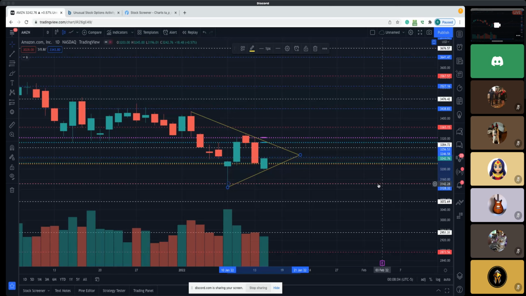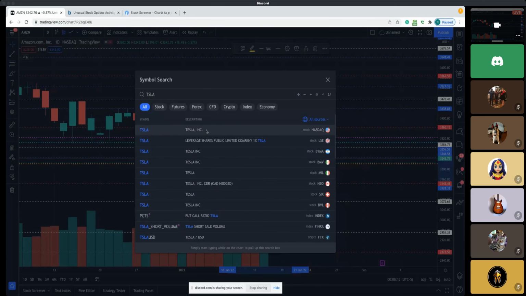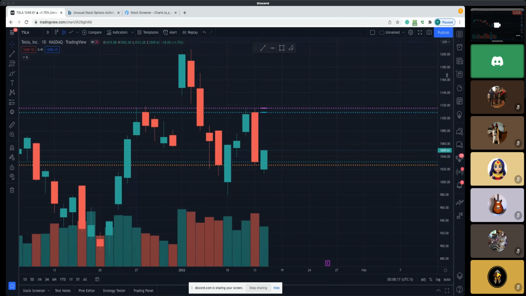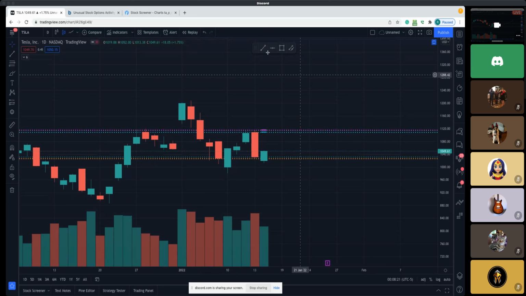Let's look at Tesla real quick, just because that's where momentum is. That sucker just moves, dude. That's why I love it so much. It's got great volatility. Yeah, look at that. Just easy calls too.